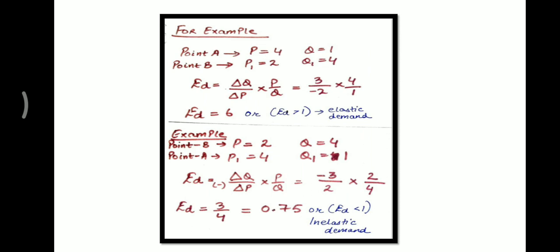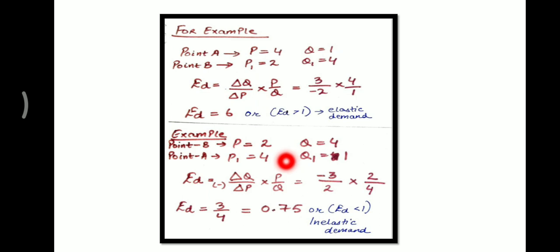Let's understand by this example. Here I have taken the point A. This is P, the initial price, 4, and the initial quantity Q is 1. So the price has fallen, and at point B the new price P1 is 2 and the new quantity Q1 is 4. Price falls, quantity increases. So putting these values in the percentage method formula, the elasticity comes out to be 6, which is elastic demand.